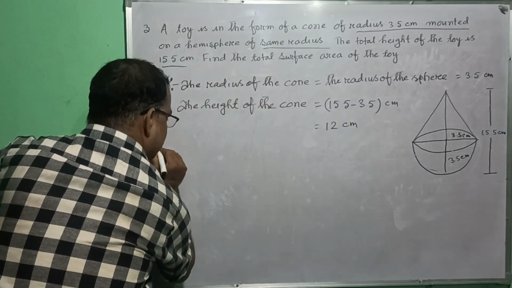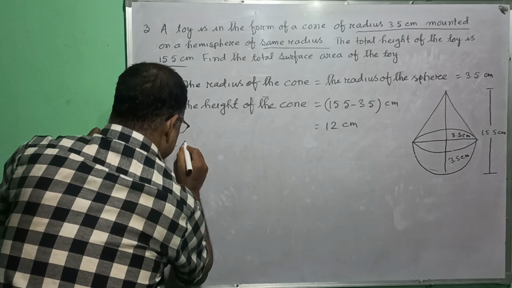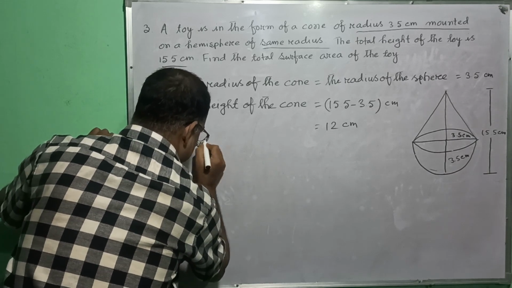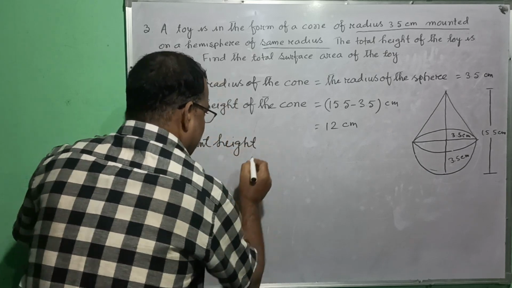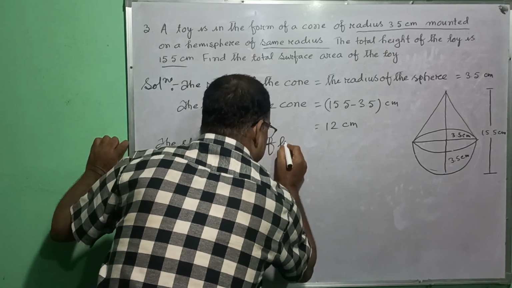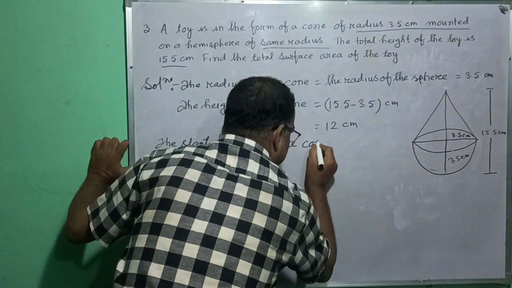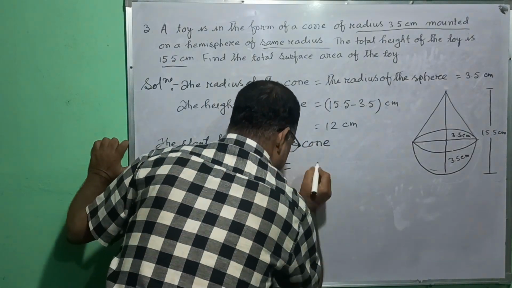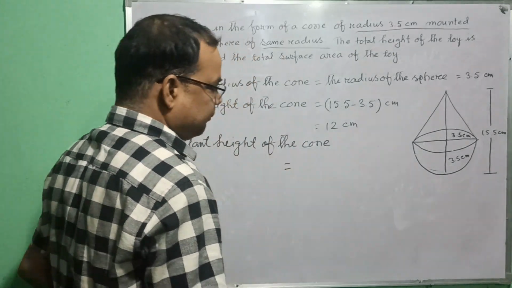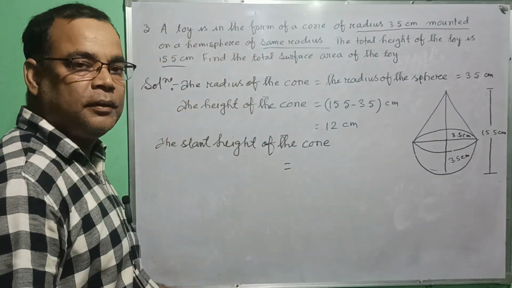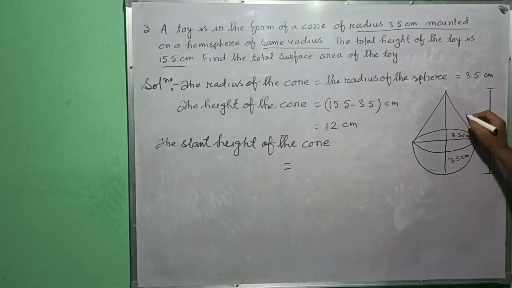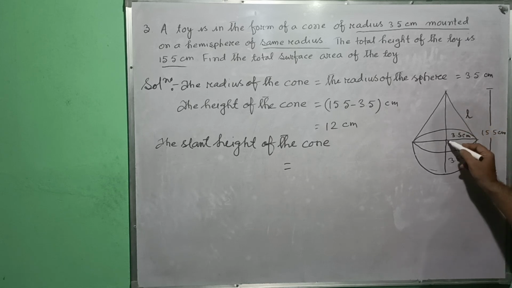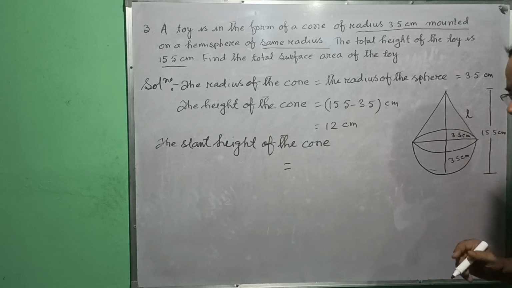The slant height of the cone. By Pythagoras theorem, we can get the slant height L. So L is equal to the square root of height squared plus radius squared.